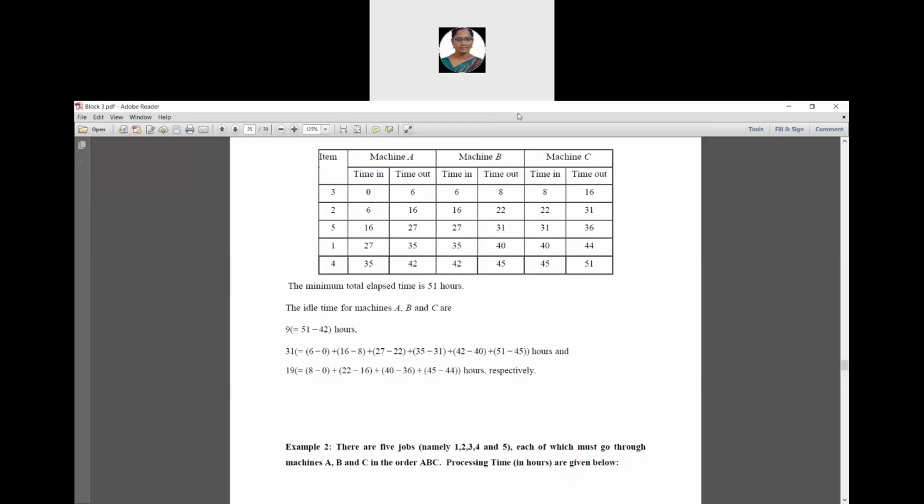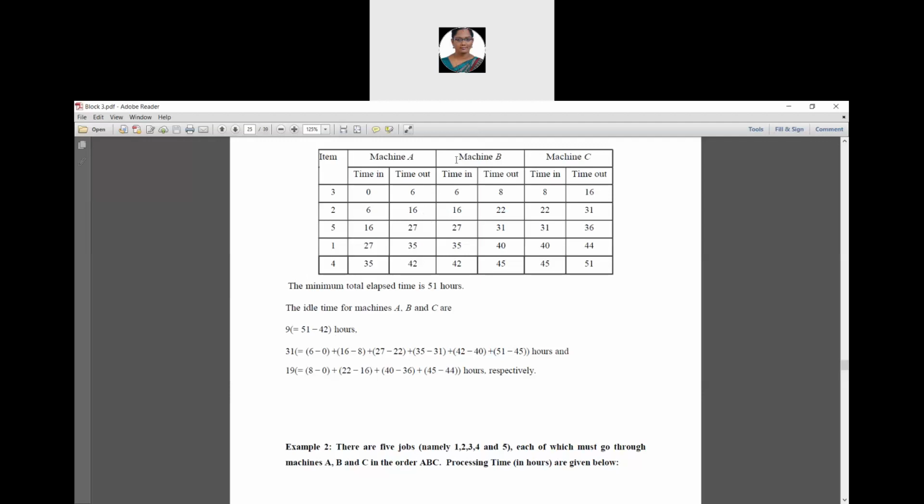Then the idle time for machines A, B and C. The idle time for machine A is the minimum total elapsed time 51 minus the final out value of machine A, which is 42. So 51 minus 42 is 9 hours.